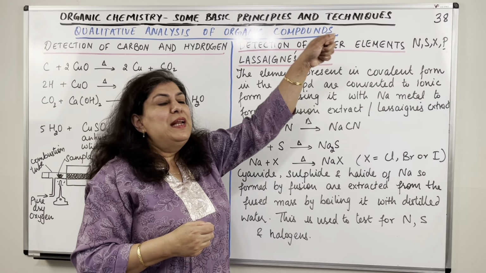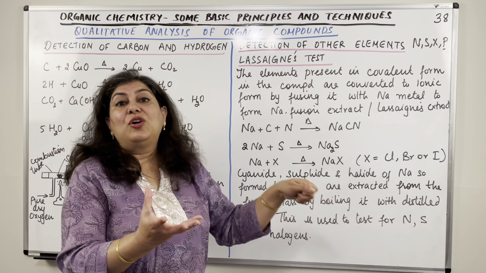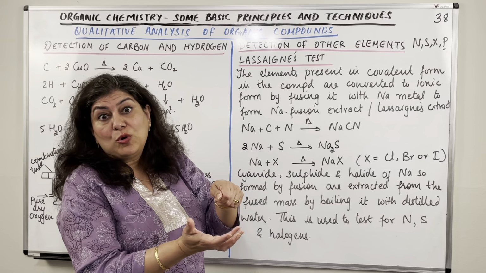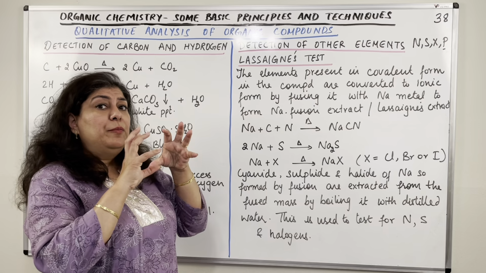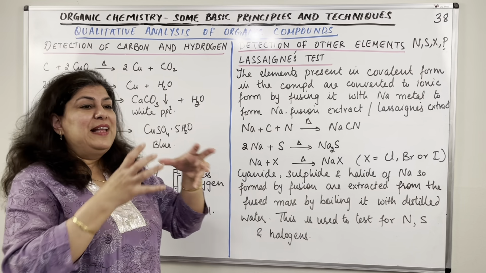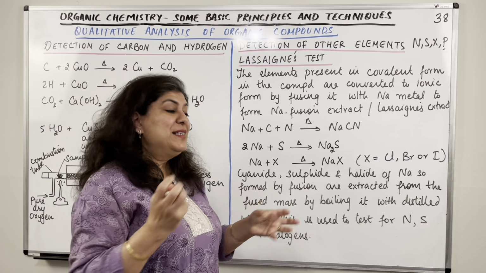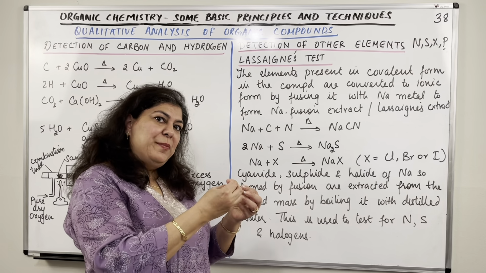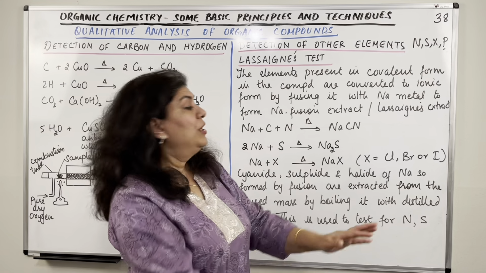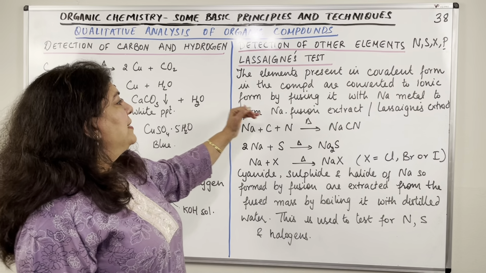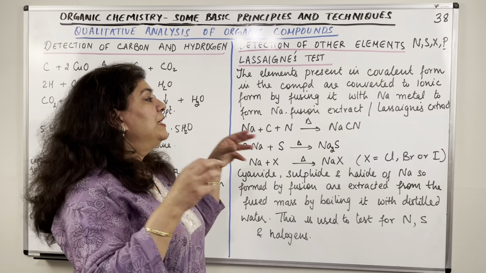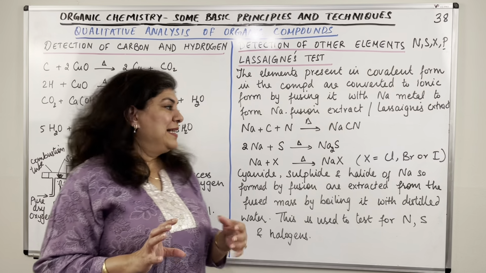And then you immediately plunge it into cold water, a beaker containing cold water or a water trough containing cold water. When you put the red hot tube of sodium and this compound into the water trough, it immediately bursts. And when it bursts, the extract, the way the sodium and the compound reacted in the ionic form, that ionic compound goes into the water. So it is converted into ionic form by fusing it with sodium metal to form a sodium fusion extract. This extract is also known as the Lassaigne's extract.